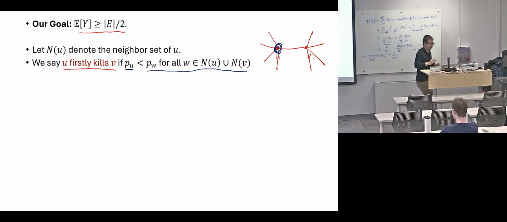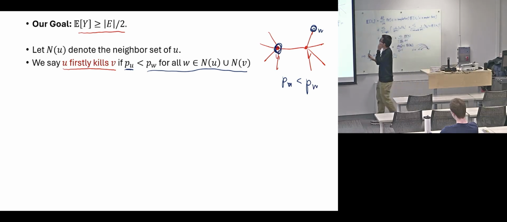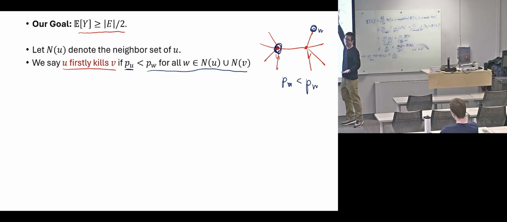There could be some other node here that is a local minimum too. But right now I said that the priority of u is less than the priority of w. So I kind of say that u kills v first. Make sense? This is the terminology. This node is the key reason that v is removed, because it's the smallest one. It kills v first.